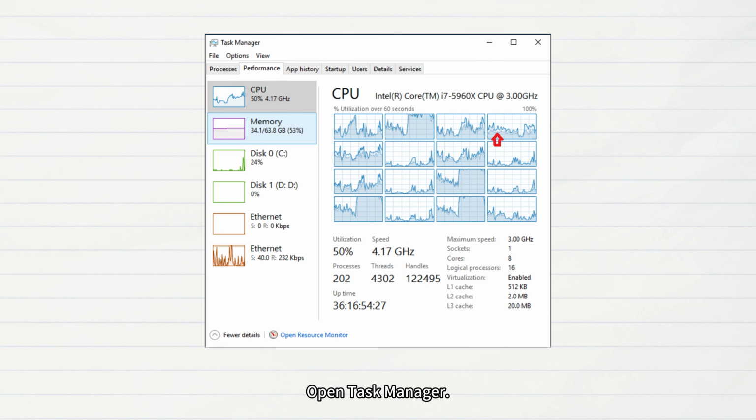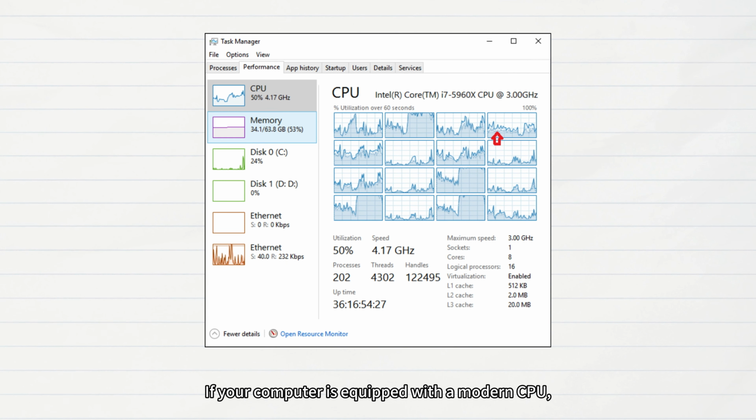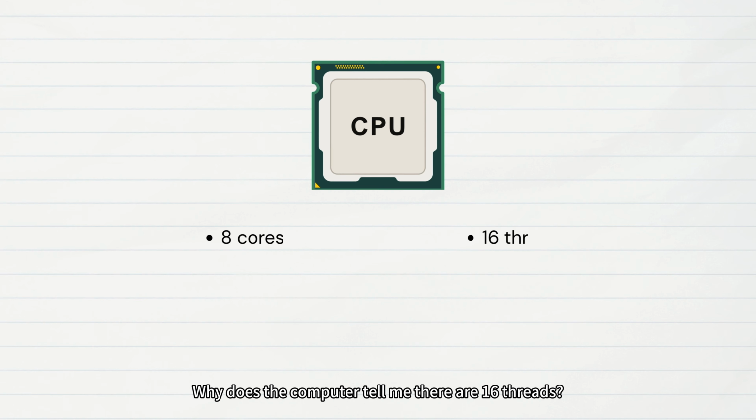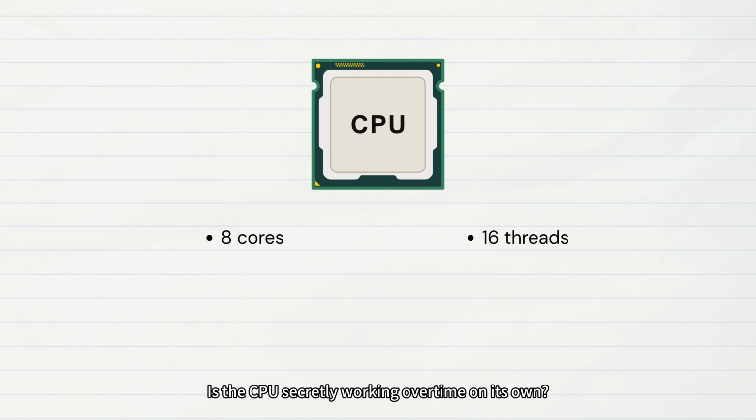Open Task Manager. If your computer is equipped with a modern CPU, you will very likely see information like this. 8 cores, 16 threads. At this point, many people have a question. Wait, when I bought it, it was clearly an 8-core CPU. Why does the computer tell me there are 16 threads? What are these extra 8? Is the CPU secretly working overtime on its own? Or does 16 threads equal 16 cores?